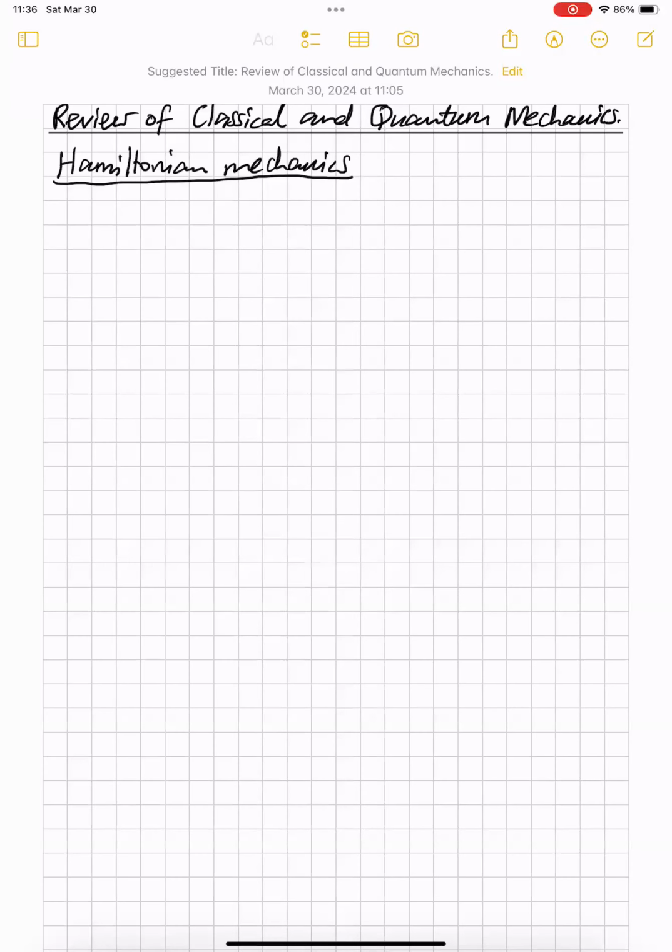Okay, so now we're going to describe Hamiltonian mechanics. And before we start, let me just give you what is the basic idea.